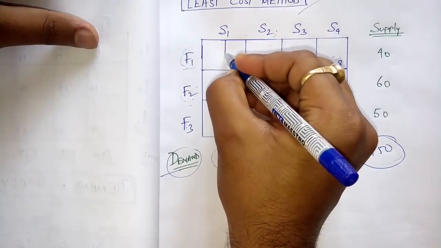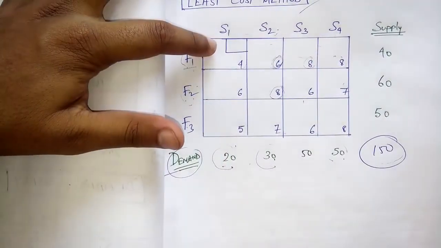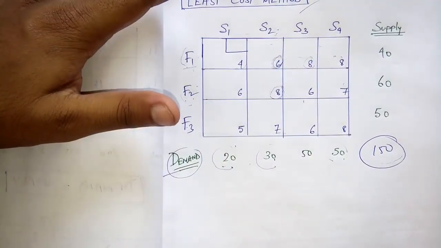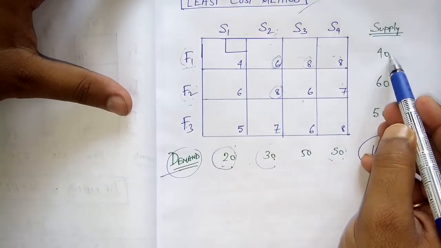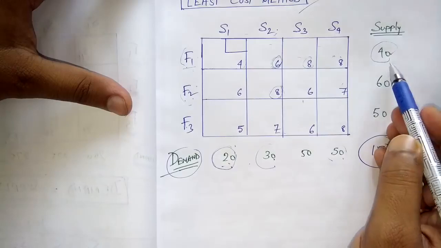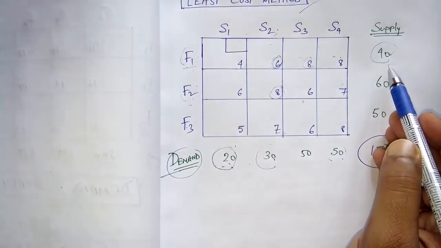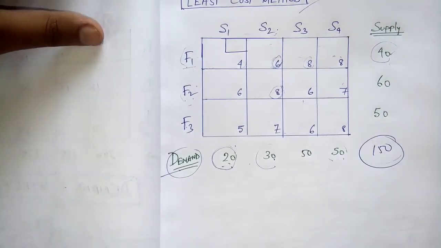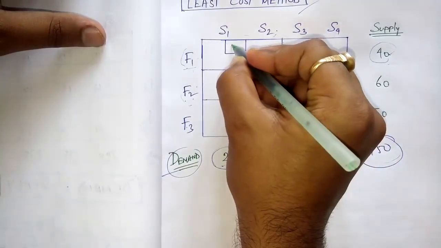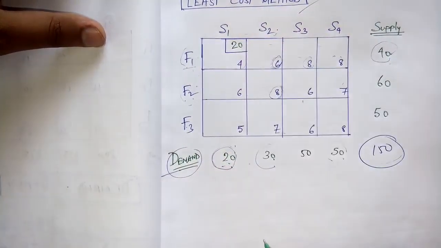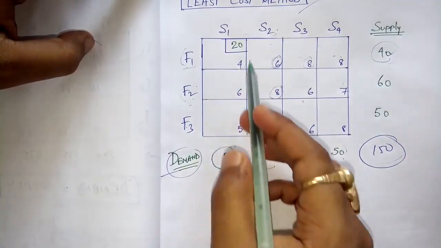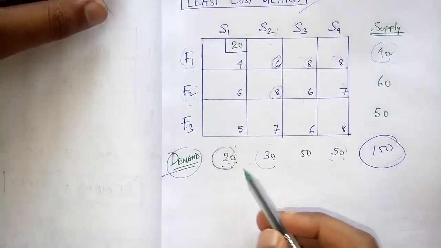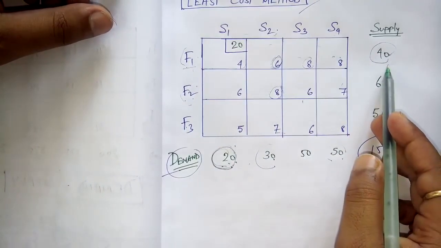Okay, so how many goods are you going to supply from factory 1 to store number 1? Tell me. What I have said is that check demand and supply. If the demand is less than the supply, then fulfill all the demands. So I will fulfill all the demands. That means I will put 20. What is the total demand of store number 1? 20. And how much will I put? 20, because the demand is less than the supply.